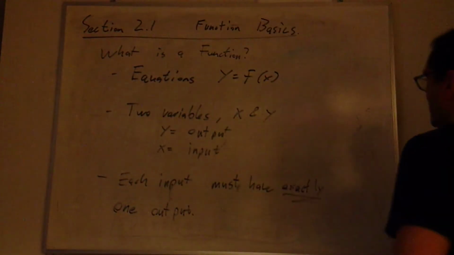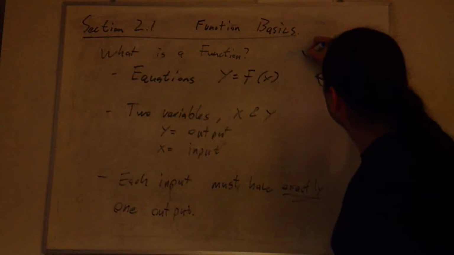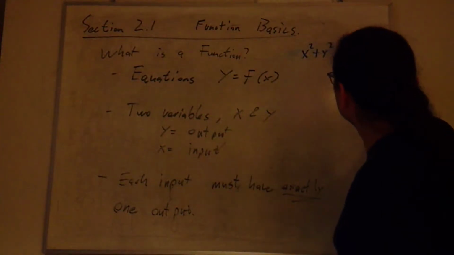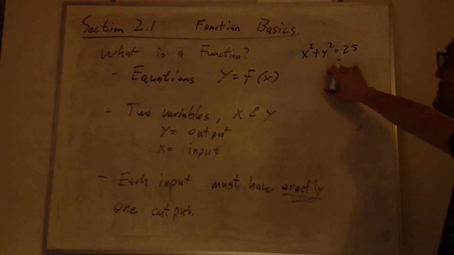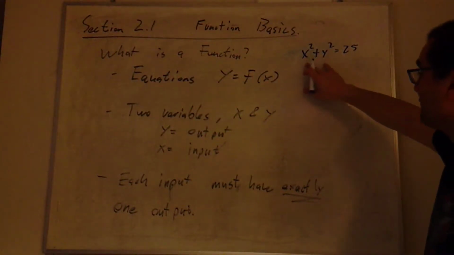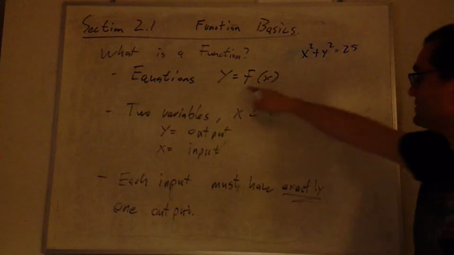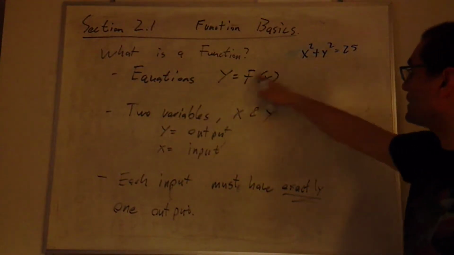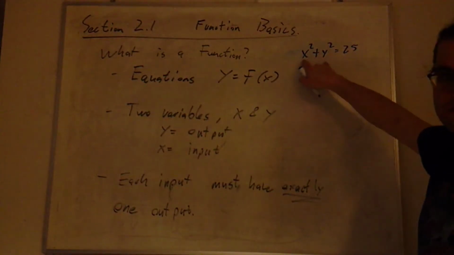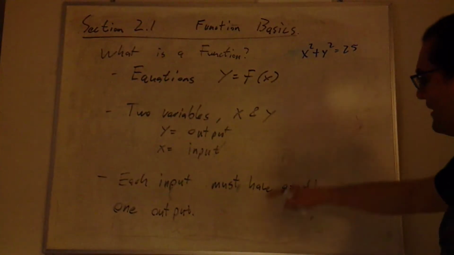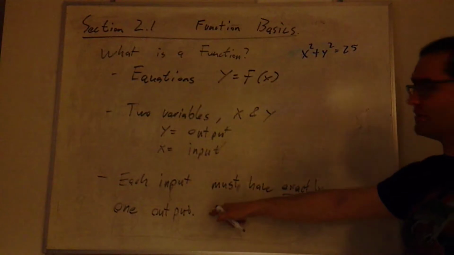As an example, we can look at something like x squared plus y squared equals 25. This is the equation for a circle of radius 5 centered at the origin. And at first glance, it kind of looks like it's a function. It's an equation. We've got that equal sign. That's what we need. We've got two variables, x and y. It's also what we need. This third condition is going to give us trouble, though.